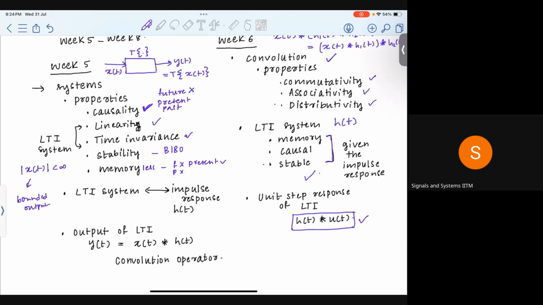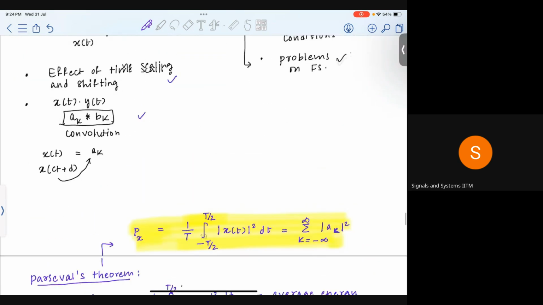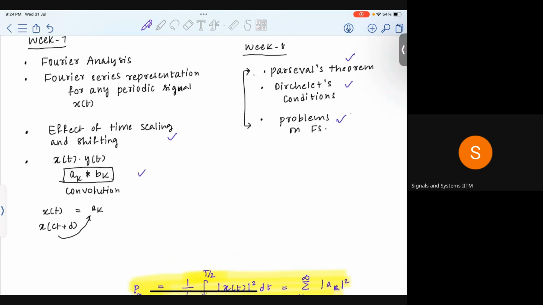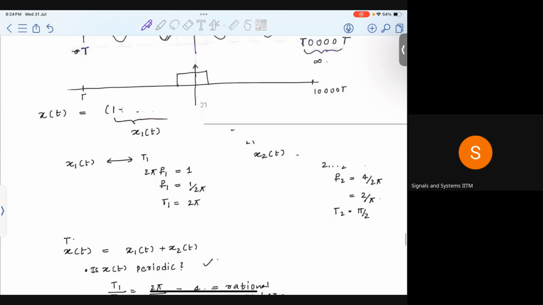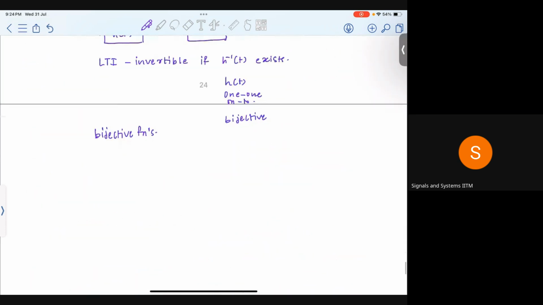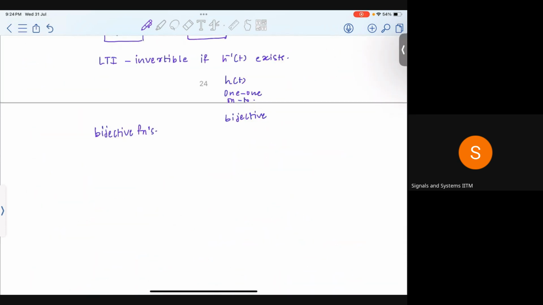So these are the topics for your quiz. A lot of things in these topics require practice: convolution, Fourier series, properties of signals and systems. Everything requires practice, so you have to practice a lot. That's all from my side. I'm here for another 5 minutes. If you have any questions, you can ask.